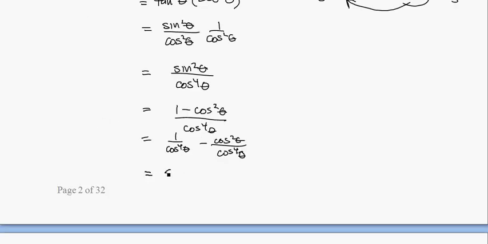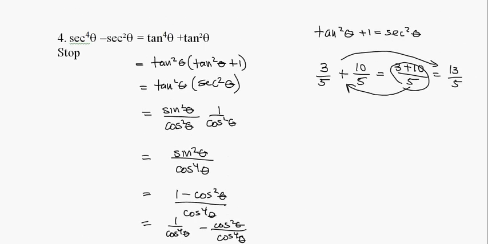Let me slide the paper down. So this is secant to the fourth theta minus, this is 1 over cosine squared theta, which is secant squared theta, so secant to the fourth theta minus secant squared theta, and I think that was what we were looking for. There it is. So we did it. Thank you.